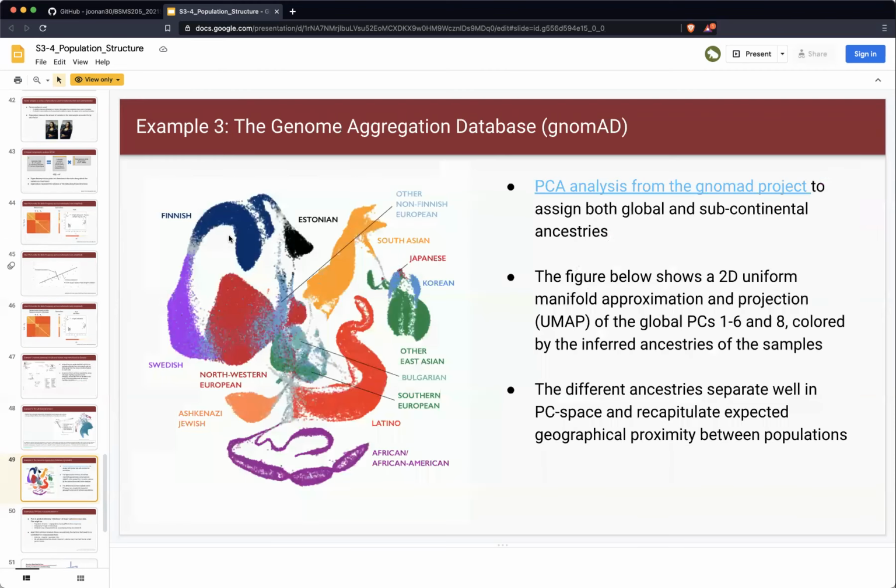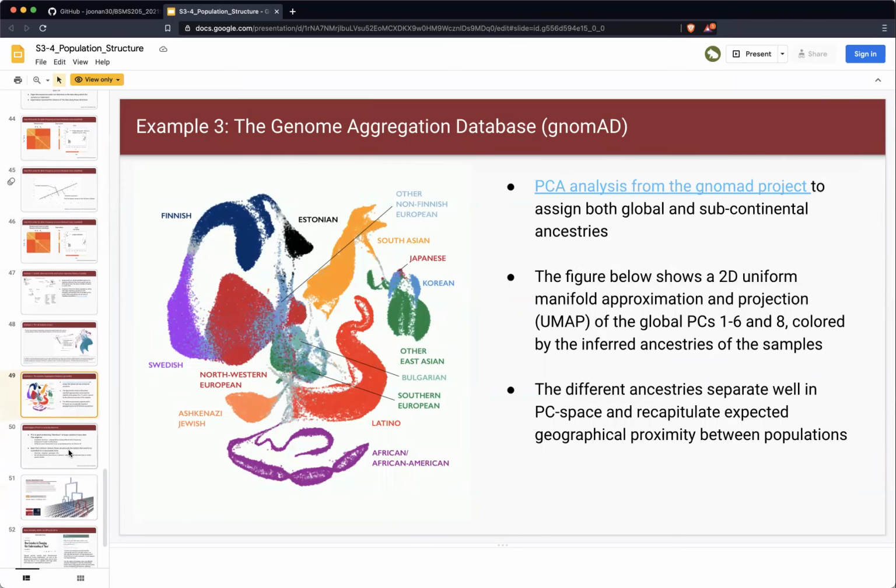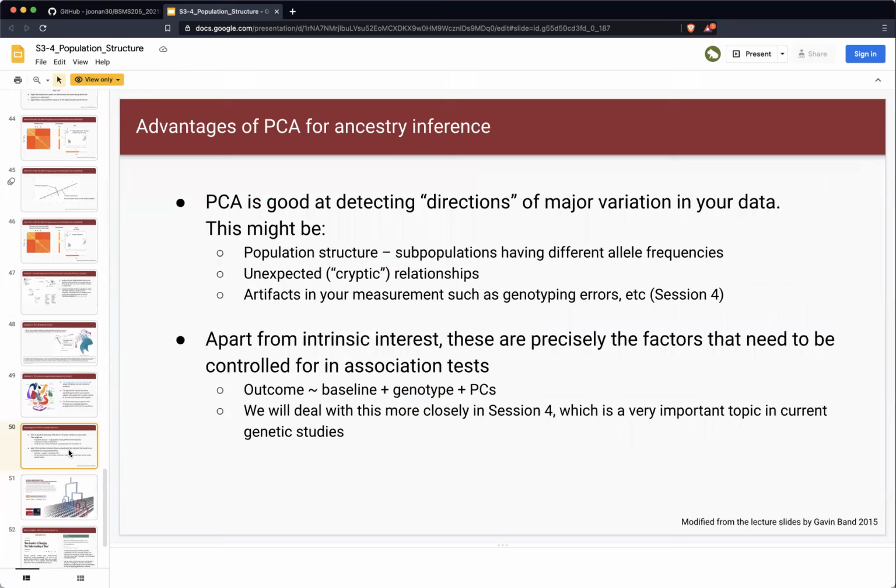And this is also, you can see the population stratification in the gnomAD project. So this is again the human differences you can measure from the allele frequency. So if you're looking at the PCA for ancestry inference, you can easily detect the direction of the major variance in our data set, right? So you can easily see the population differences between subpopulations, and this is also used for the association test. We'll cover this in session 5, not 4.